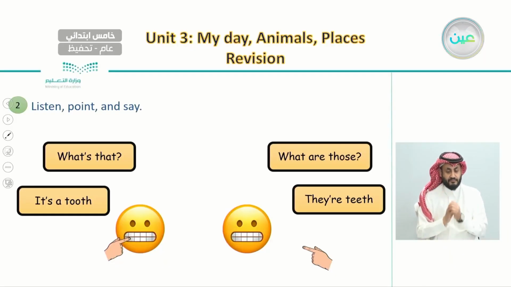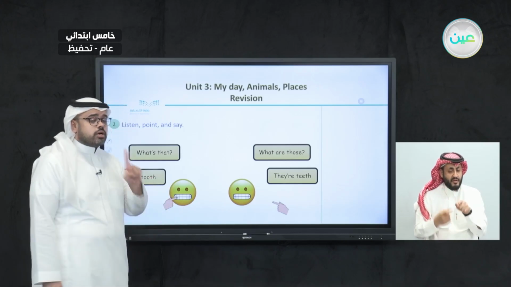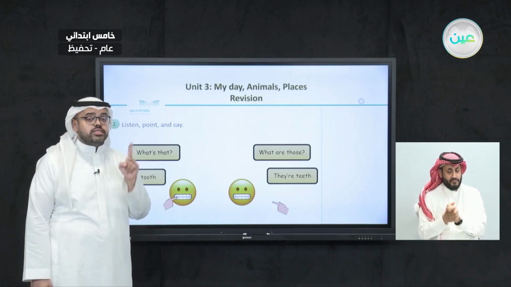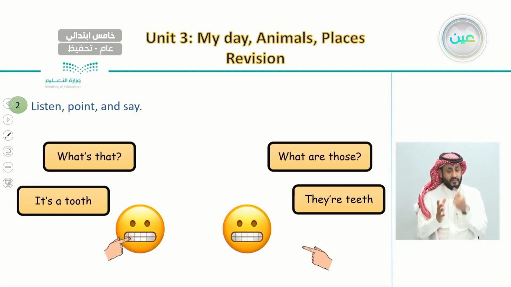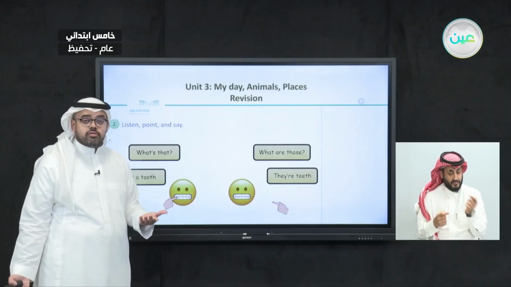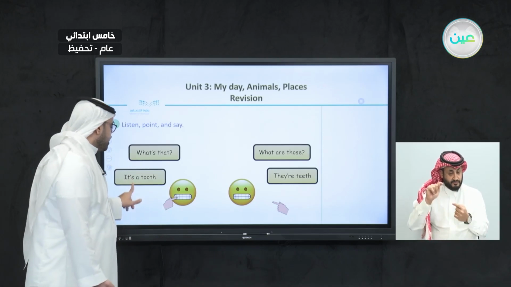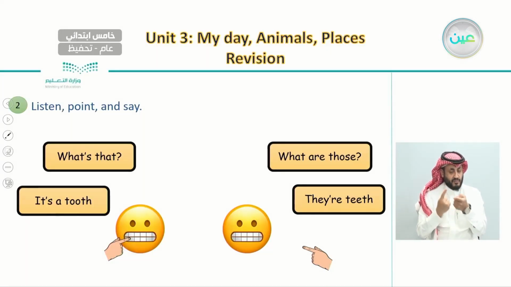So for example, have a look at these 2 pictures, and let's listen to the first question. The first question we have here is, what's that? Why do we use what's that? Because we are pointing at only one thing. And if we are talking about one thing, the answer must start with it's. It's a tooth. This is us asking about one thing.